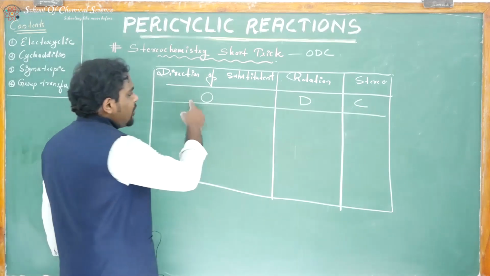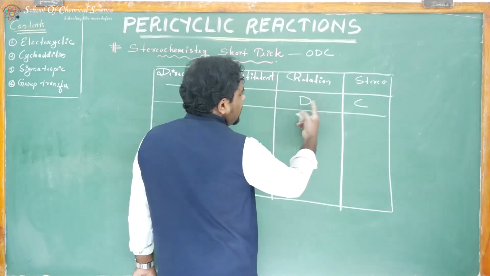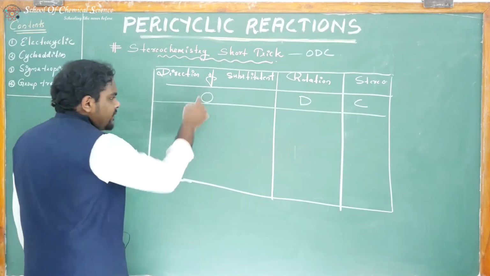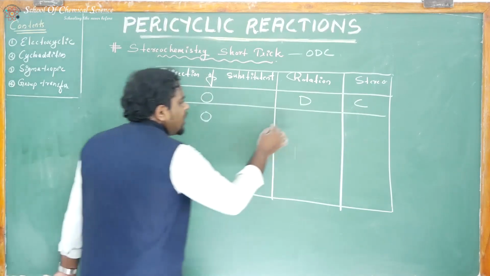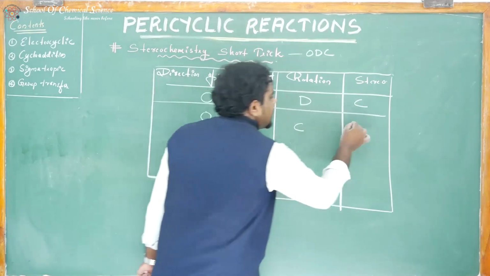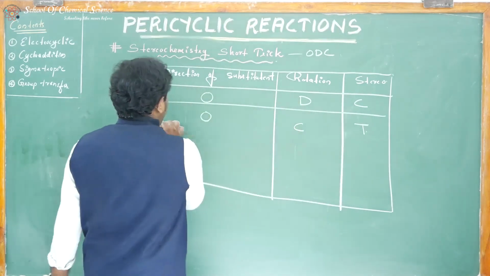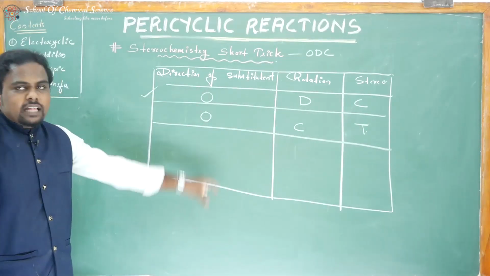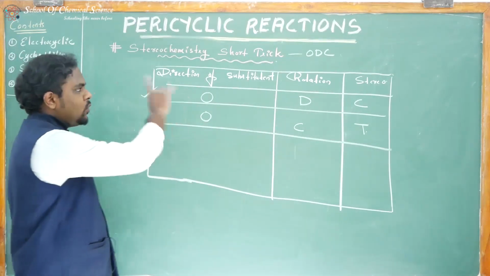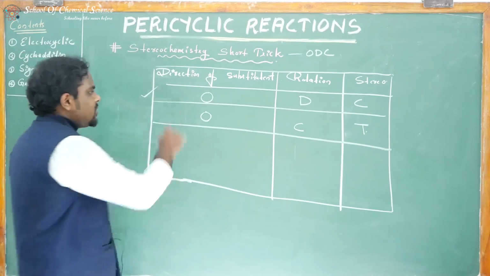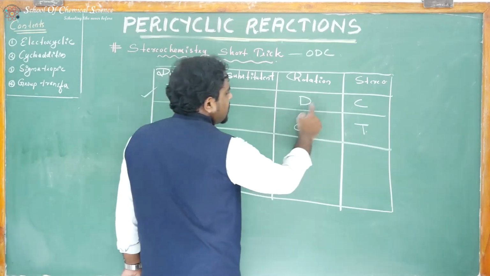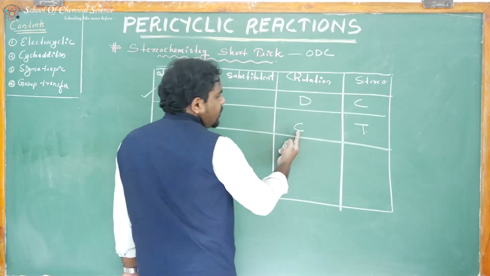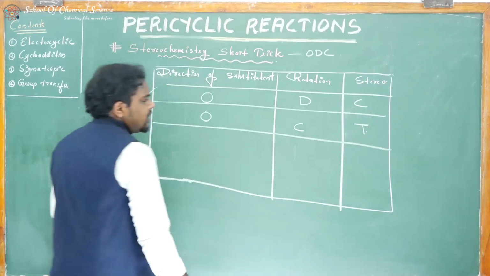Substituents are in opposite direction, you are performing disrotation, then stereochemistry is cis. If substituents are in opposite direction and you are performing con rotation, then it will be trans. Just opposite. You have to remember only one, then you can write all the other things. Substituents are opposite, you perform disrotation, stereo is cis. Substituents are opposite, con rotation, stereo is trans.